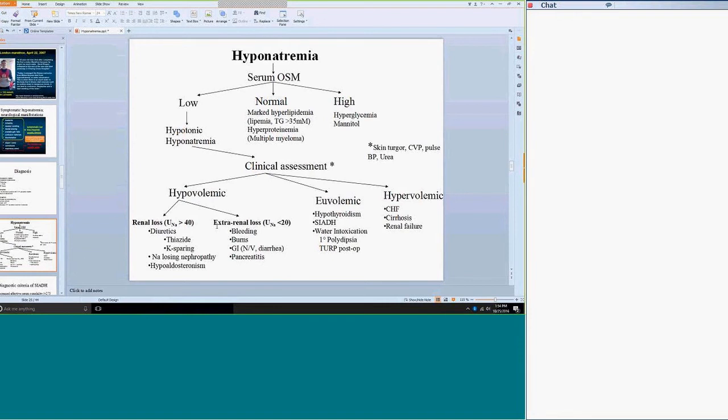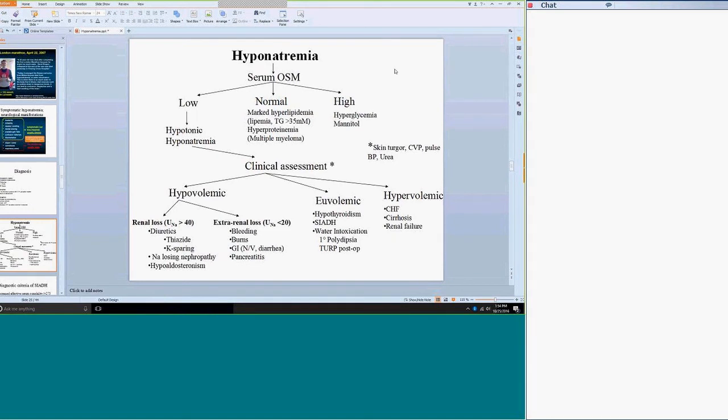Think about the flow chart of the approach to hyponatremia. So someone has hyponatremia, you look at the osmolality. If it is low, you have hypotonic hyponatremia. Say someone's sodium is low but the osmolality is normal, then it's pseudohyponatremia. We usually see this in marked hyperlipidemia, where triglycerides are in the range of 2,000 to 3,000, and in multiple myeloma.